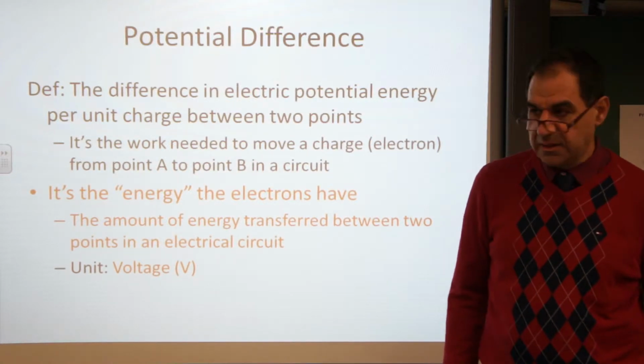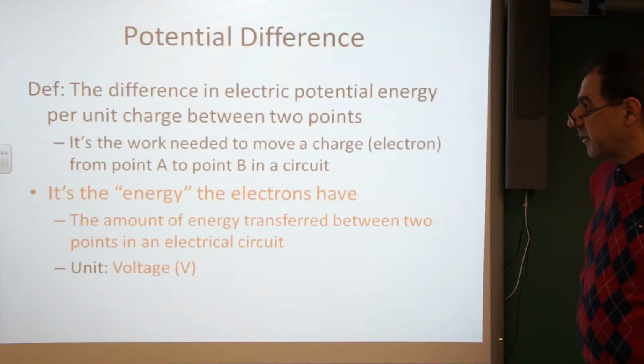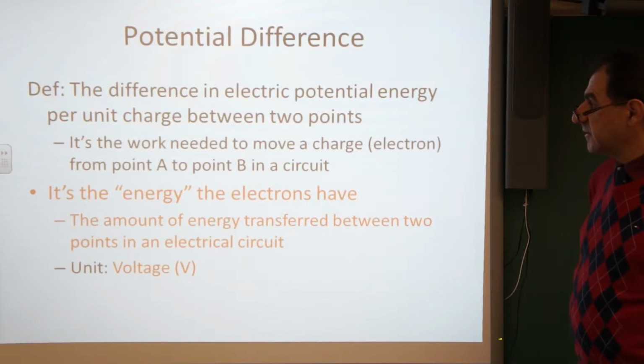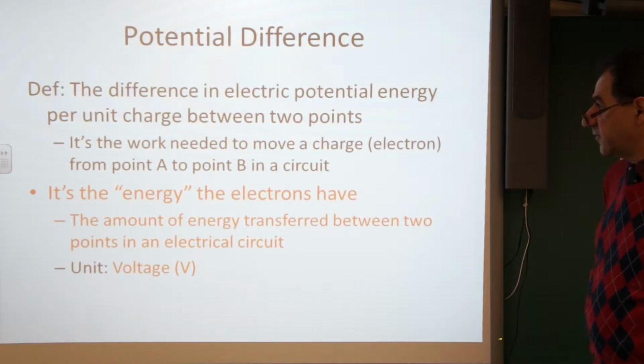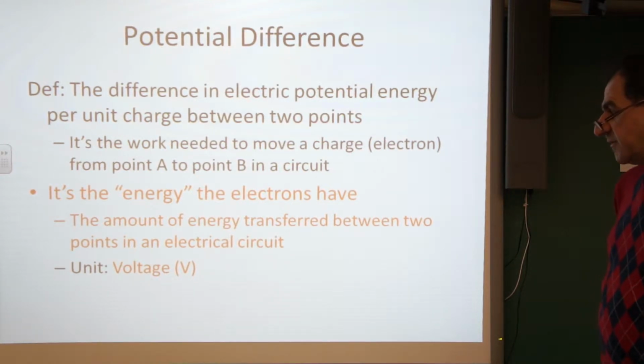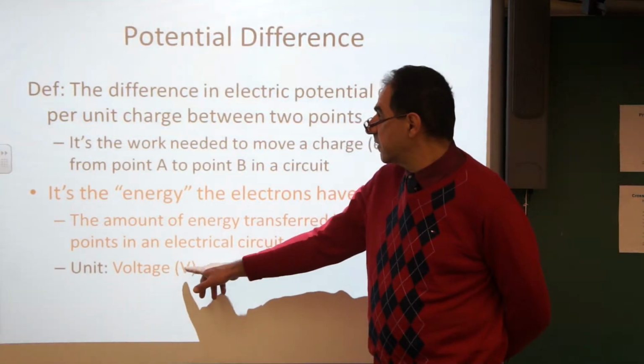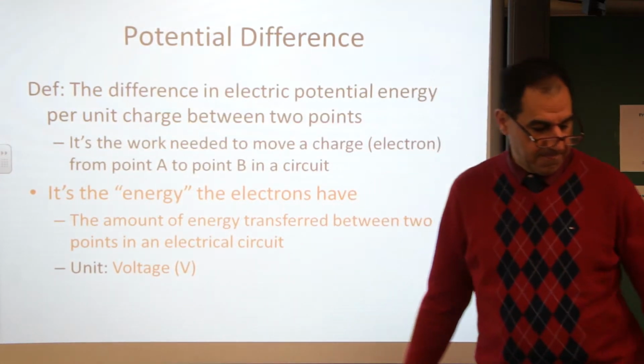So now let's look at circuits. We talked about amps. Now let's talk about potential difference. It is the difference in electrical potential energy per unit charge between two points. Basically, it's the energy that electrons have, and the unit of measure is V, or voltage, so we would talk about volts.